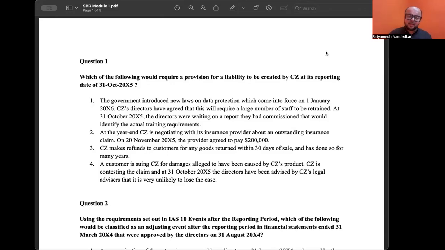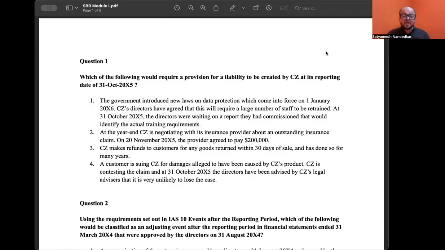The second one, at the year end, CZ is negotiating with its insurance provider about an outstanding insurance claim. On 20th of November, the provider agreed to pay 2 lakh. CZ is negotiating with the provider, so basically this is a claim that CZ is going to receive. This is not an item on the liability side. This is an item on the asset side. On 31st of October, the negotiation was still on. The amount was finalized on 20th of November. So if at all anything is to happen, you will have to make a disclosure regarding the insurance claim receivable. So no requirement to create a provision.